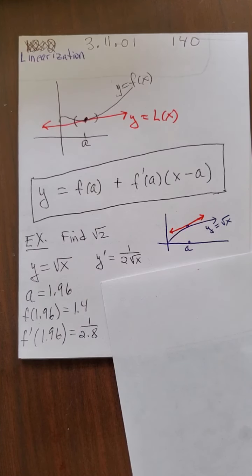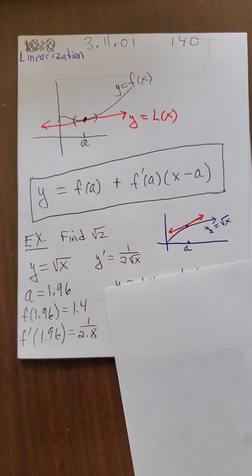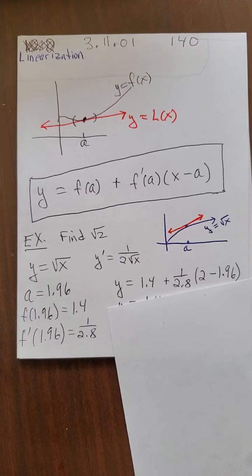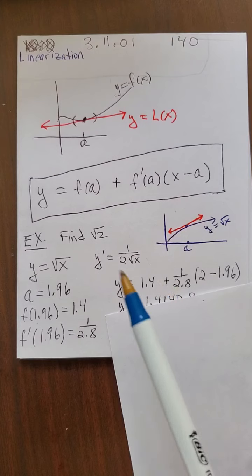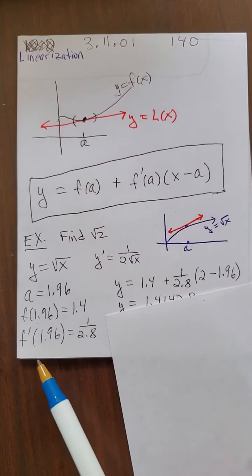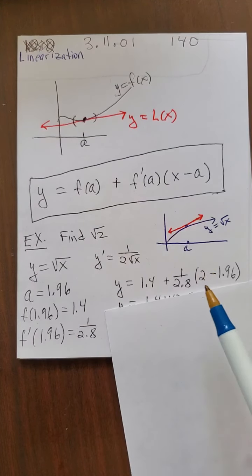Anyway, let's look at the equation that we're going to get from this. The equation we're going to use now, I'm going to say y is equal to f of a. F of a is 1.4, and f prime of a is 1 over 2.8, and I'm going to look now when x equals 2. That's what I want to find. I want to find what the y value is when x equals 2. I know the y value when x equals 1.96. The y value is going to be 1.4.